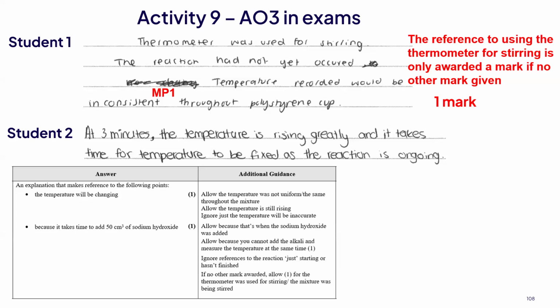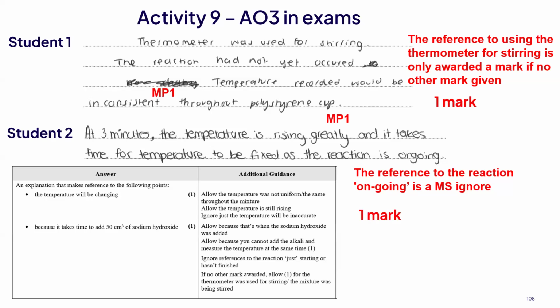Right, student 2: at 3 minutes, the temperature is rising greatly. Yep, that's MP1. As it takes time for the temperature to be fixed. The reference to the reaction ongoing is actually in the ignore in the mark scheme. So they only score 1 mark here. Okay, hope you're happy with that.